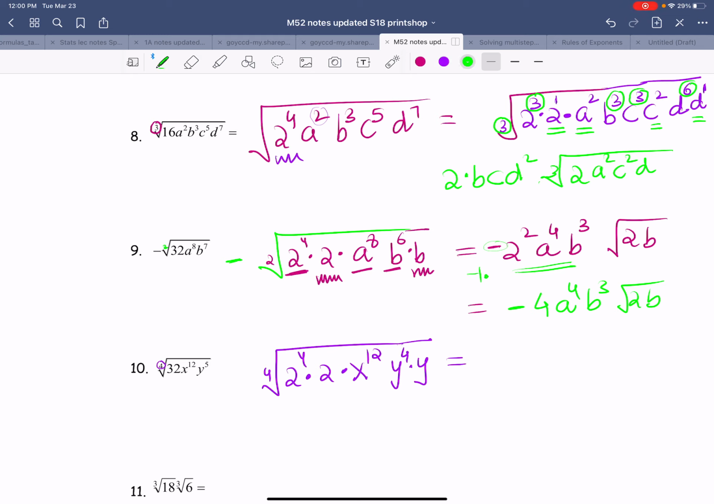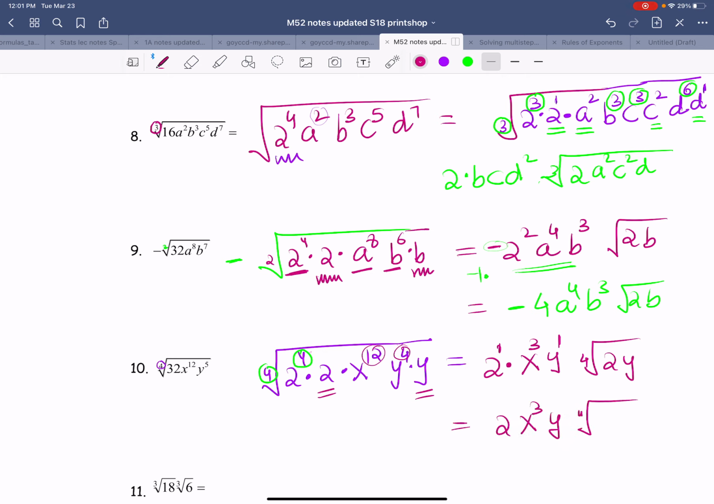Let's go ahead and start dividing the exponent and the index. So 2 to the 4th power, 4 divided by 4 is 1. That means 2 to the 1st power comes out. 12 divided by 4 is 3. X to the 3rd power comes out. 4 divided by 4 is 1. So y to the 1st power comes out. This poor 2 and the poor y are stuck inside the radical. They didn't have enough buddies to come out. So 2x to the 3rd y, 4th root of 2y is what we're left with.